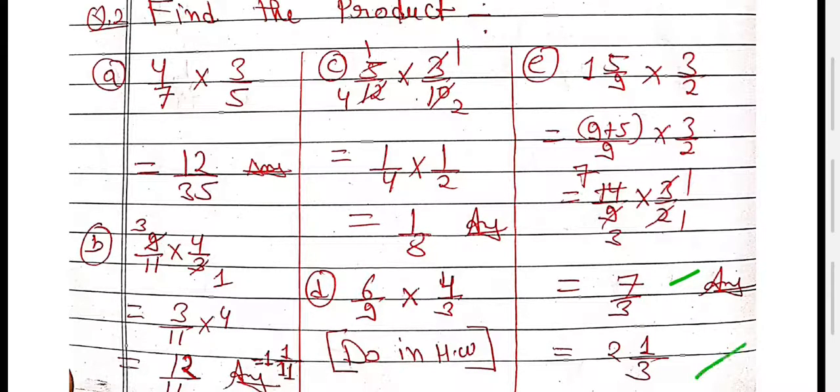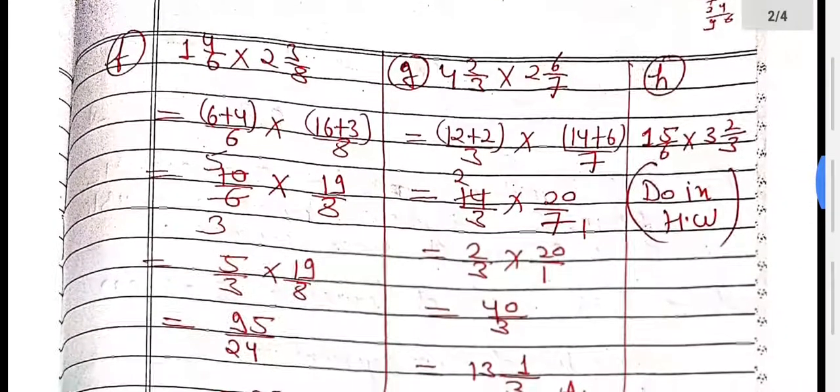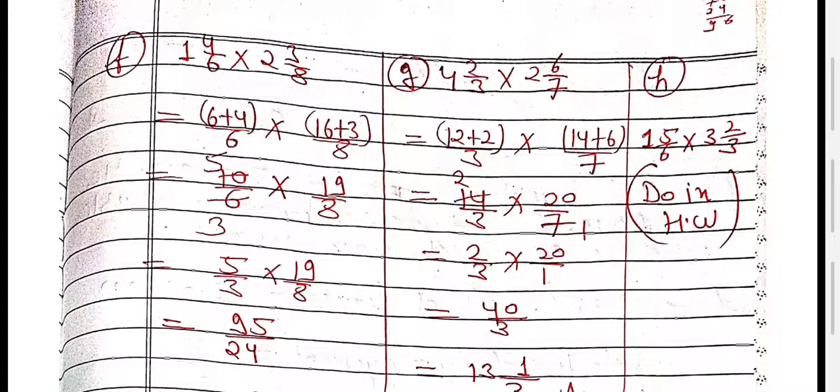Both answers are right. This is the improper fraction. This is the mixed fraction. Now come to the F part. F part is 1 and 4 upon 6 plus 2 and 3 upon 8.